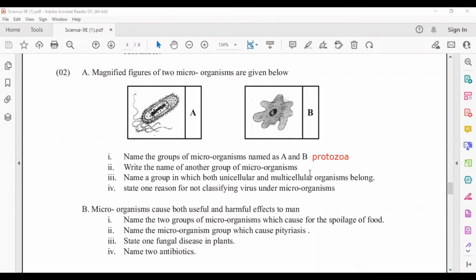Write the name of another group of microorganisms. We can write bacteria, virus, fungi. Name a group in which both unicellular and multicellular organisms belong. You can take fungi. State one reason for not classifying virus under microorganisms. The reason is that virus shows both living and non-living features.